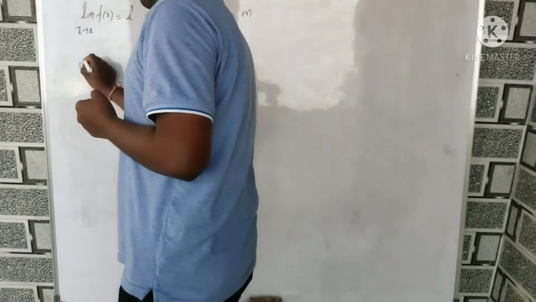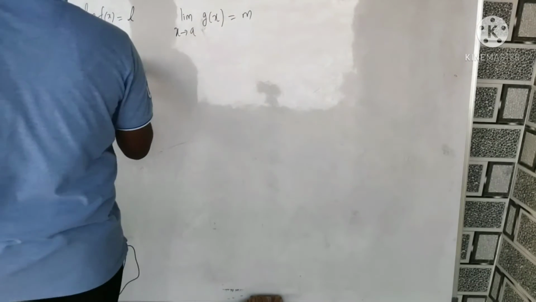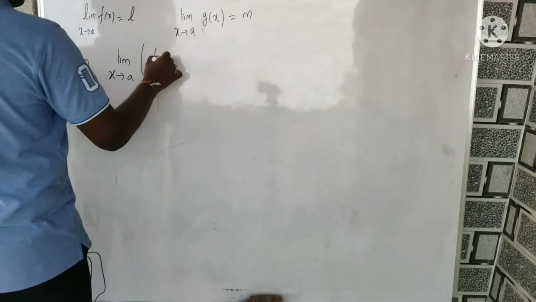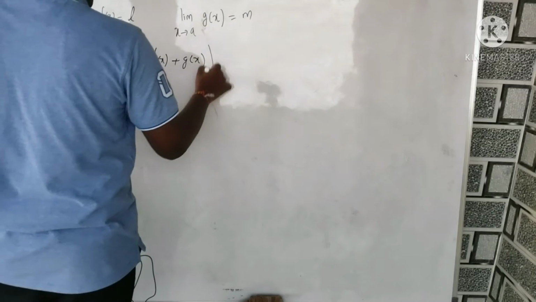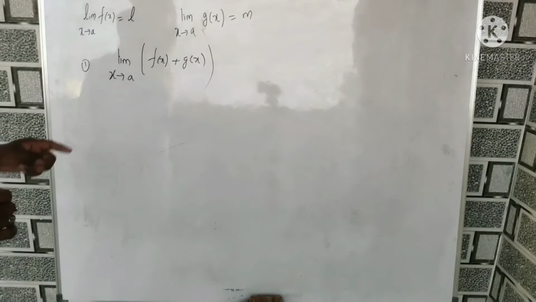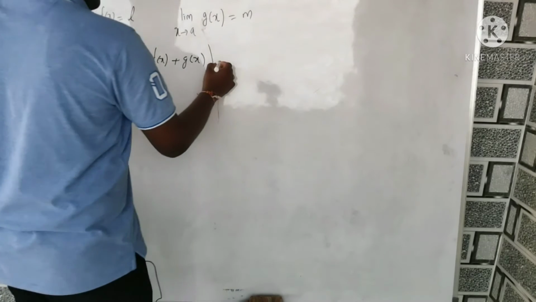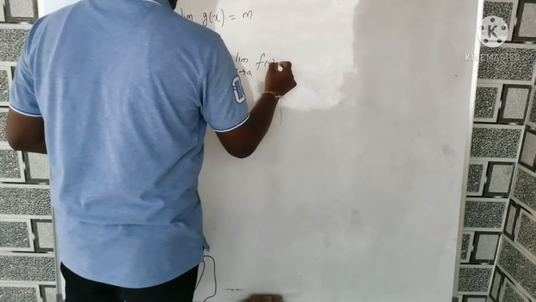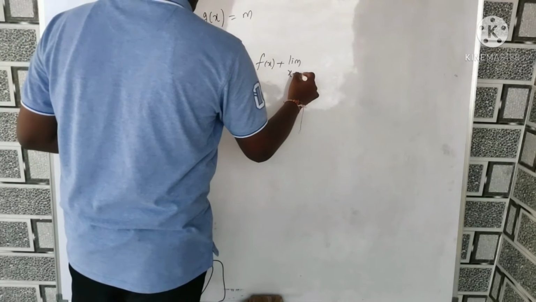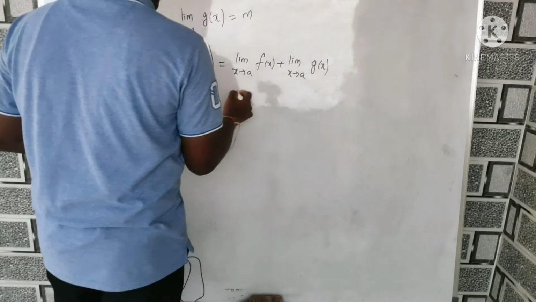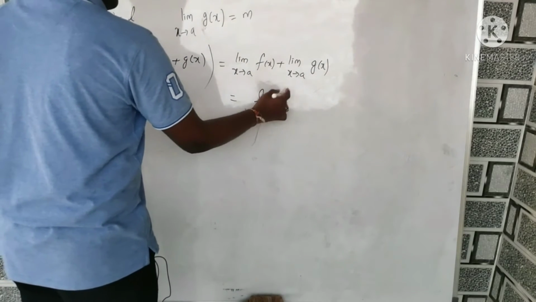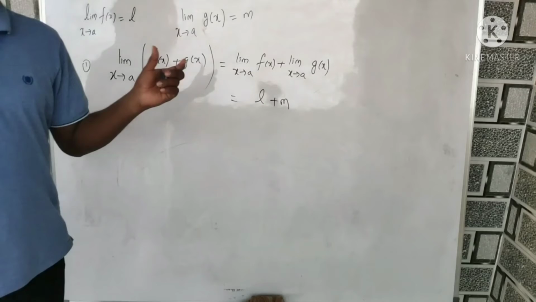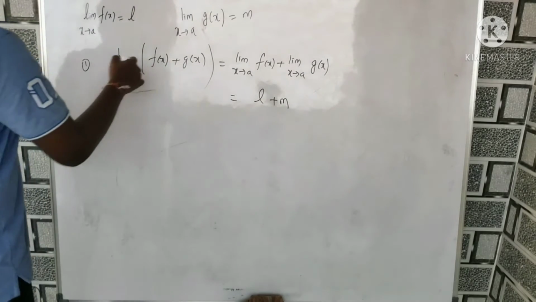Then the first fundamental theorem: the limit as x tends to a of f(x) plus g(x) can be written as the limit as x tends to a of f(x) plus the limit as x tends to a of g(x). This limit value is L and this limit value is m, so L plus m. So this is one way we can approach it. This is the first fundamental theorem.